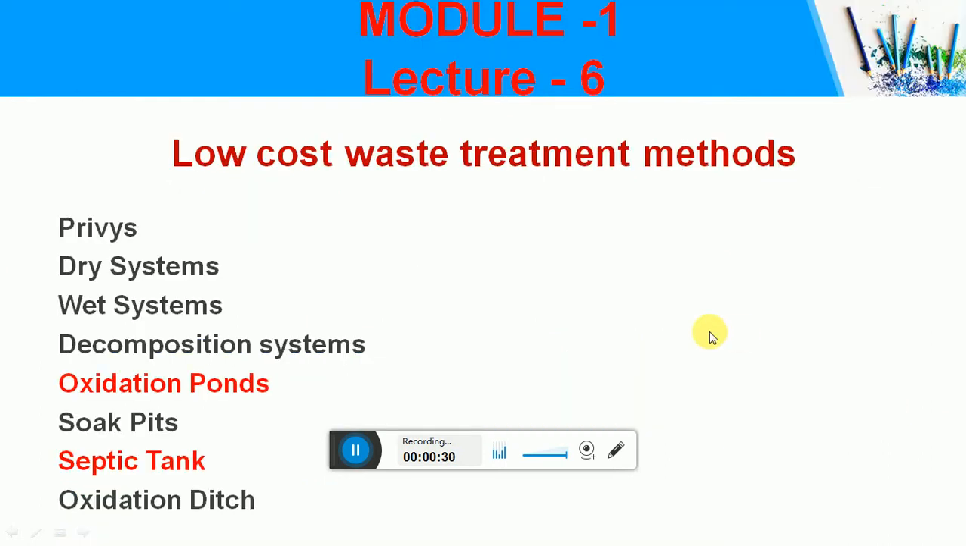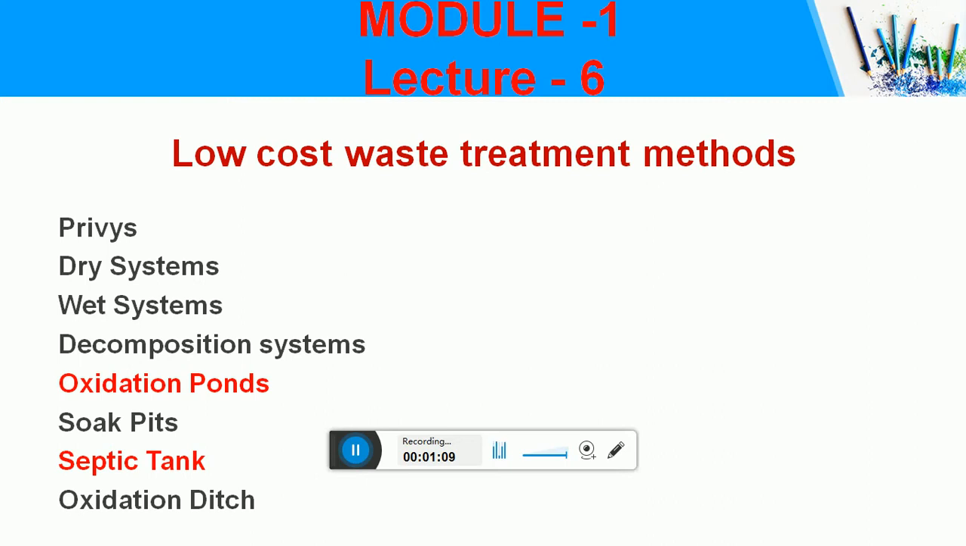There are various techniques of low cost wastewater treatment methods. Out of those we have privy dry systems, wet systems, decomposition systems, oxidation ponds, soak pits, septic tanks, oxidation ditch or oxidation ponds. These techniques depend upon the quantity of wastewater, the area to be served, and also the presence or absence of a sewerage system in the area.